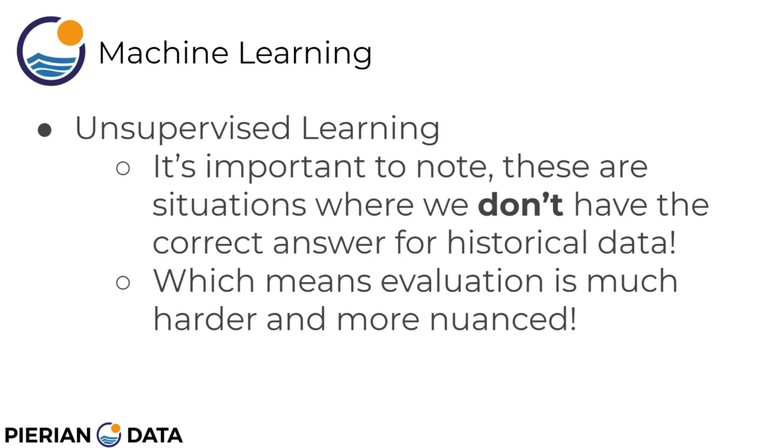So in unsupervised learning, the most important thing to note here is that these are situations where we do not know and do not have a correct answer for this historical data. We don't have that label, which means evaluation is much harder and more nuanced because there's technically no correct answer to actually compare to. So you're not going to get things like accuracy, precision, or root mean squared error because technically there's no correct answer to actually compare this to. If you had that label to begin with, then you would have just done supervised learning. So that's what makes unsupervised learning not necessarily harder, but just the evaluation of it is a lot harder.